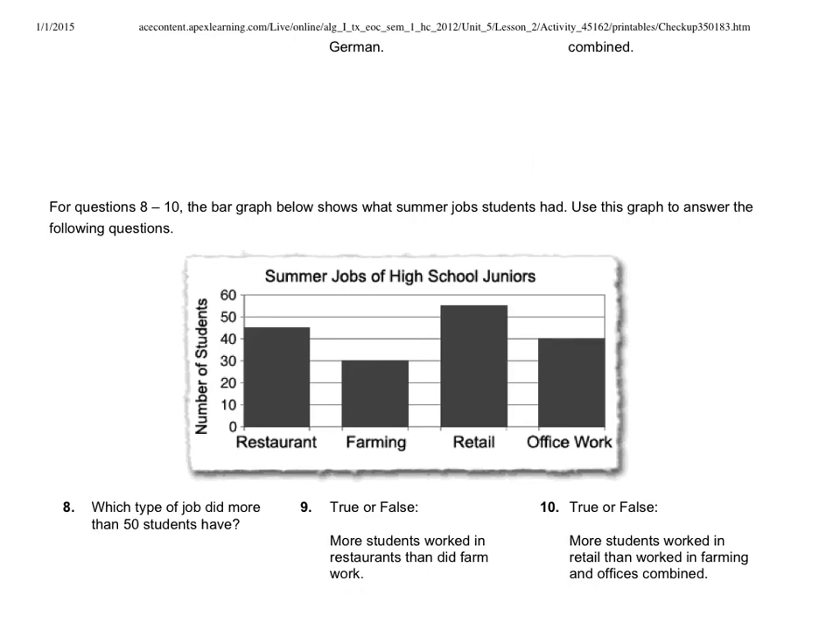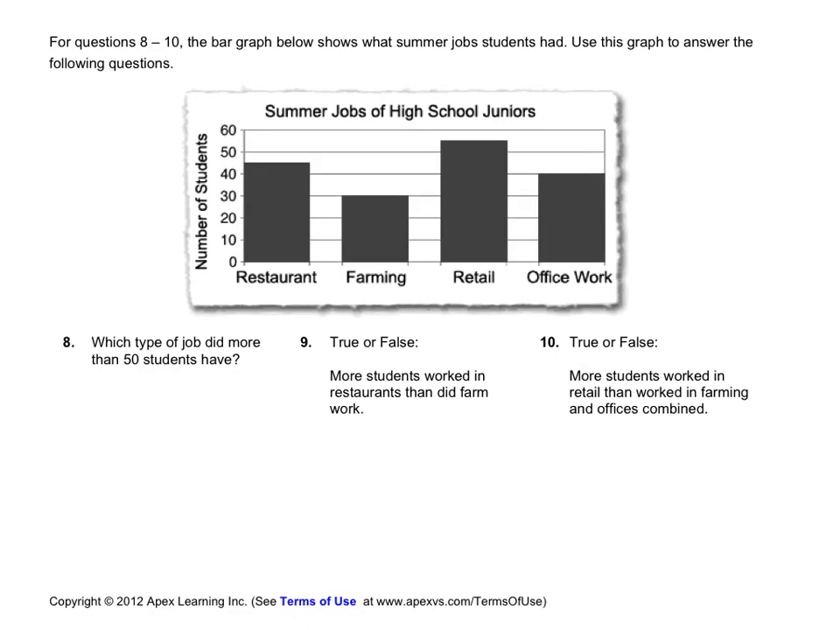And number 9, we have this bar graph. It says summer jobs of high school juniors. The options are whether they worked in restaurants, farming, retail, or office work. Number 9 says more students worked in a restaurant than they did farm work. So this would be this bar graph. So the question is, are there more in the restaurant than the farming? And that would be a true statement.